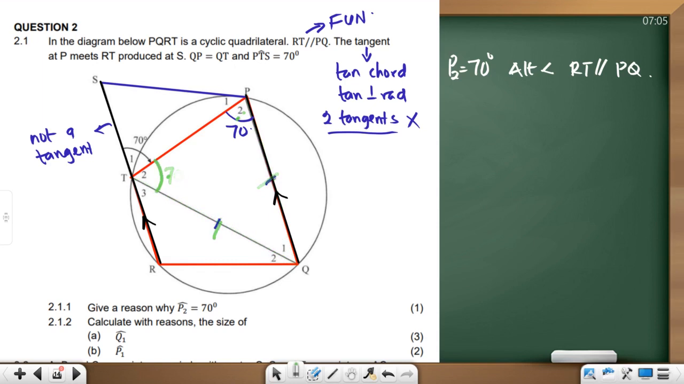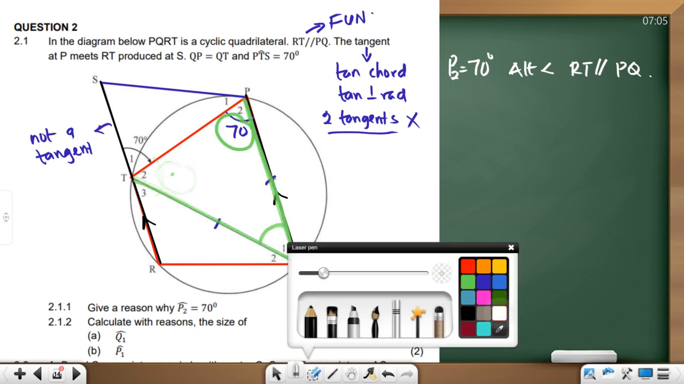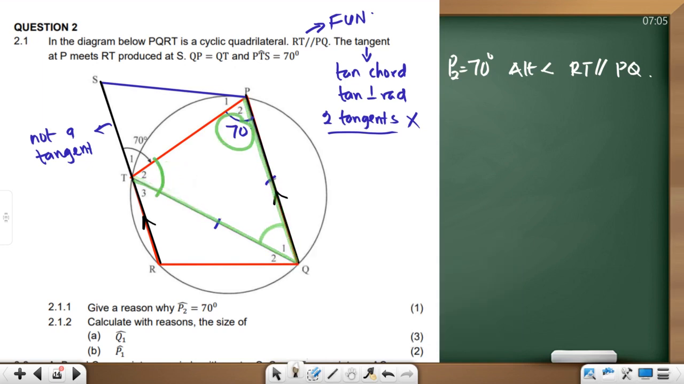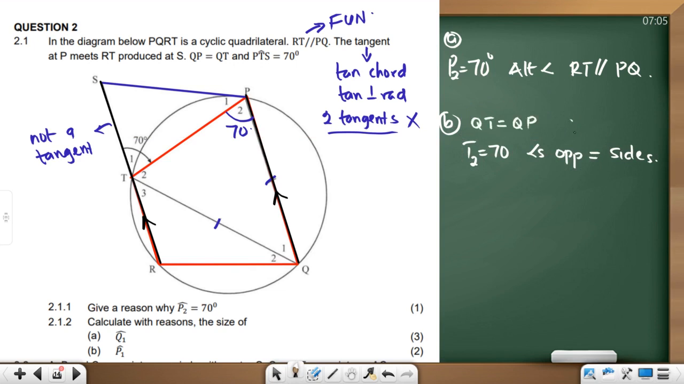Why? Angles opposite equal sides. And I can get my Q1, sum of angles in a triangle. You've got to state all the reasons that you get. All right, so that is A, now my B. The first thing is I am saying T2 equals 70. Angles opposite equal sides. Or remember that we were given, let me do this, we were given that QT is equal to QP, given.